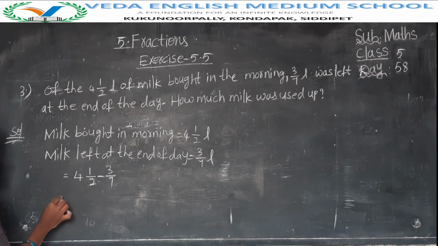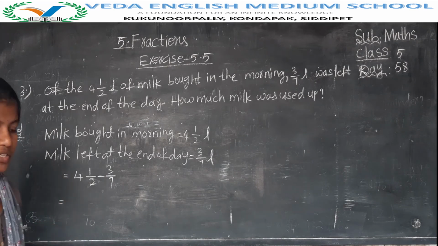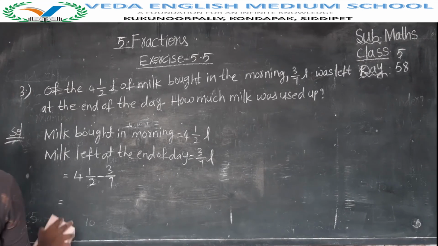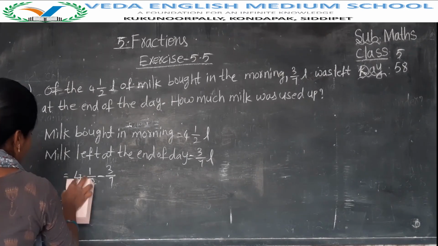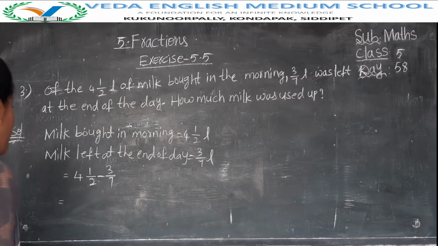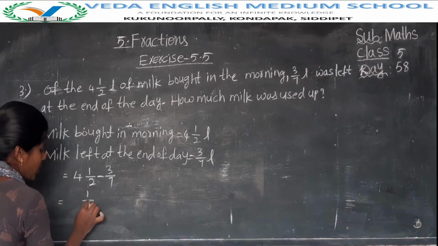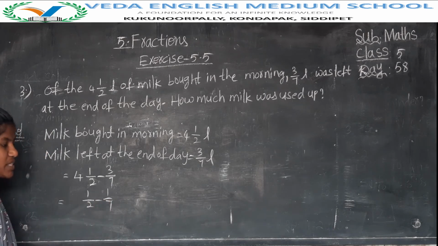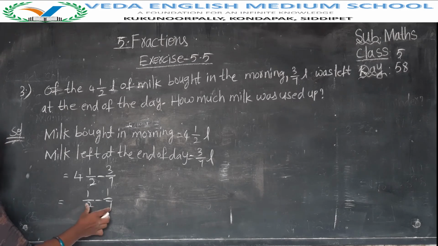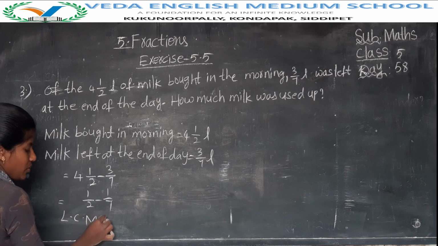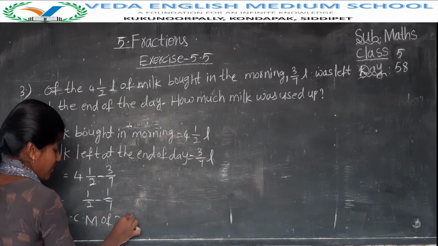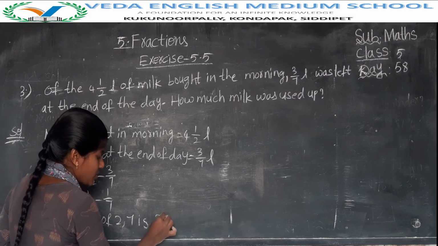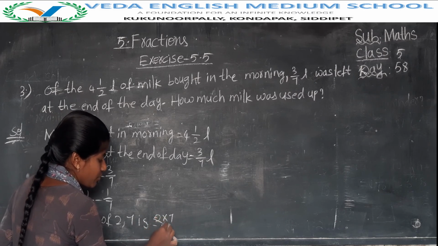Now it is subtraction of mixed fractions. How to subtract mixed fractions? This whole number you have to keep as it is. Then take 1 by 2 minus 3 by 7. Here the denominators 2 and 7 are both prime numbers, so directly you can multiply. Two prime numbers, directly multiply. So LCM of 2 comma 7 is 2 into 7 is equal to 14.